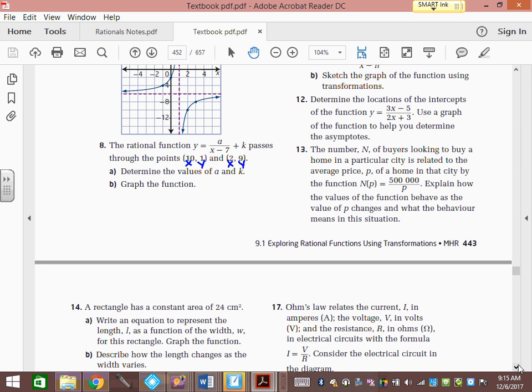So we're going to get 1 equals a over 10 minus 7, plus k. And then we're going to get 9 equals a over 2 minus 7, plus k. So we get 1 equals a over 3, plus k. And then I'm going to multiply them all by 3, so I get rid of the fraction issue.